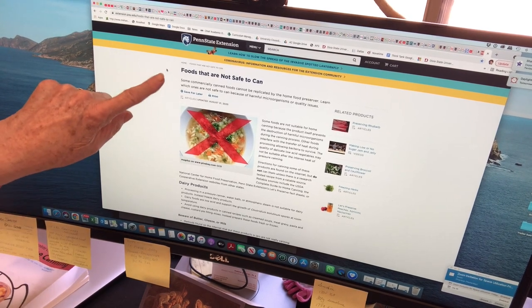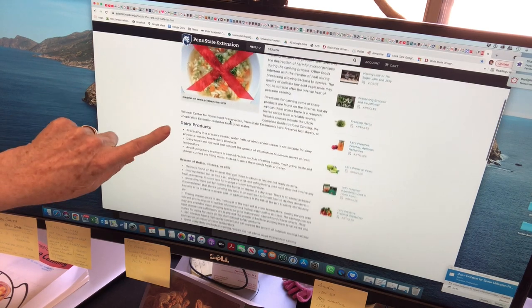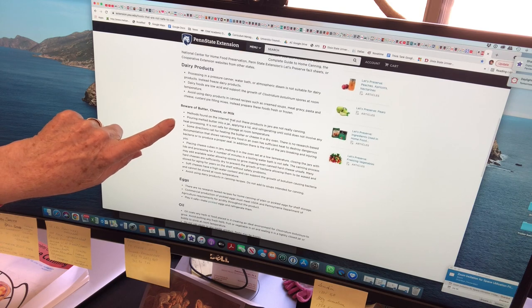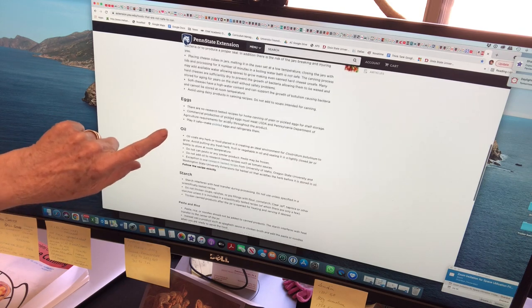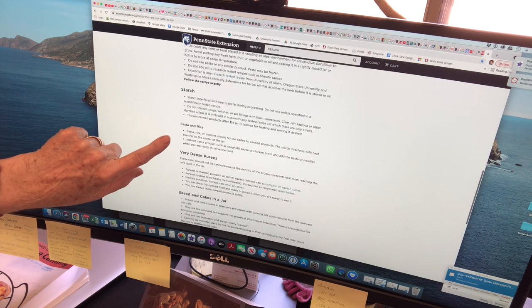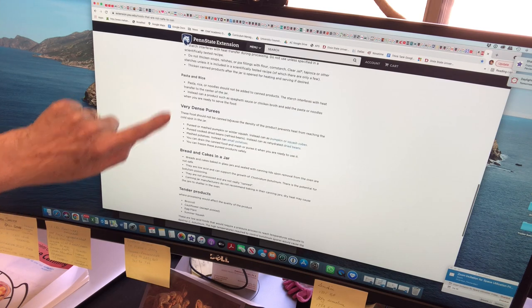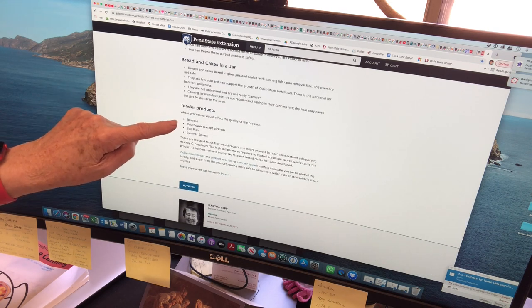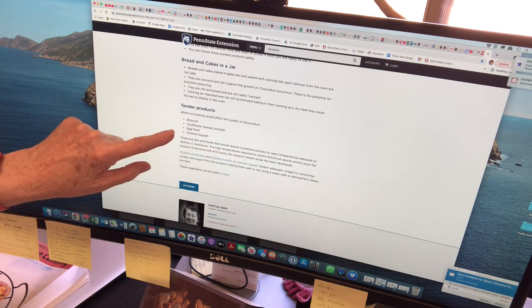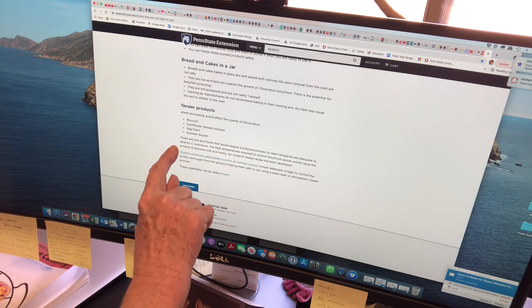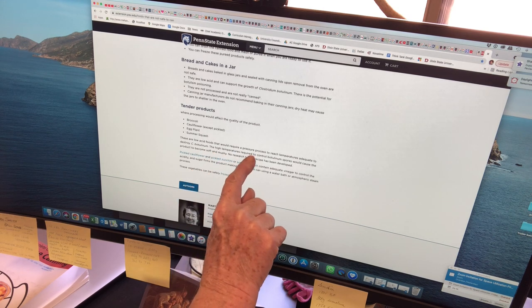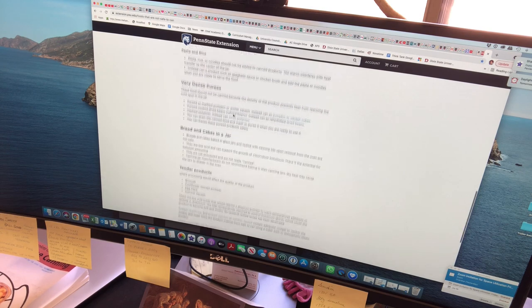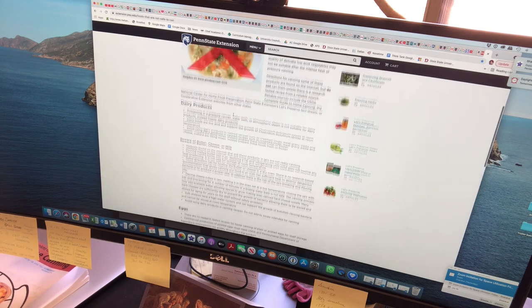So foods that are not safe to can, and it goes through everyone. Dairy products, not safe to can. Beware of butter, cheese, or milk, eggs, oil, starch, pasta and rice, very dense purees, breads and cakes in a jar, and tender products, like we should not can broccoli, cauliflower, except for pickled, eggplant, or summer squash. These are low acid foods and would require a pressure process, and they just disintegrate. And so this is very good information to have, where to go for learning what not to can.